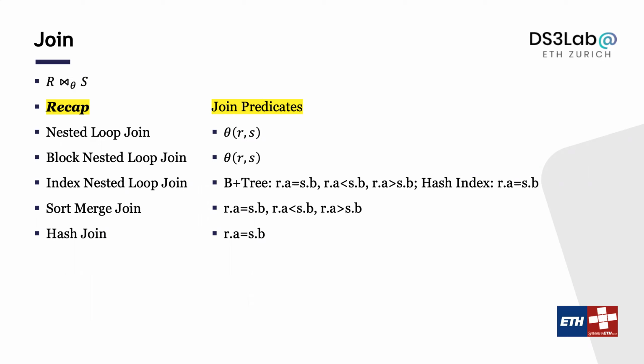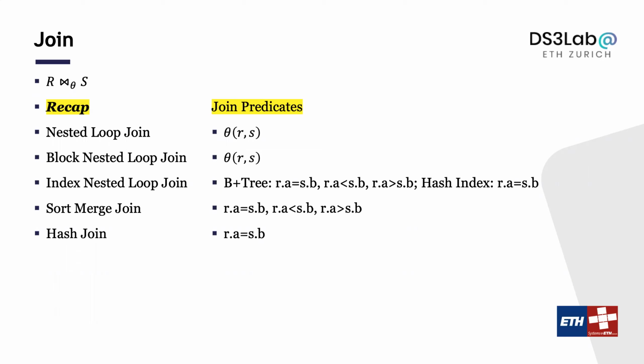We talked about index nested loop join, which can support whatever predicate you can support in your index. And we talked about sort-merge join and hash join. They are very, very fast, but the downside is they can only support a smaller collection of predicates. For hash join, in most cases, I only know how to do equi-join.